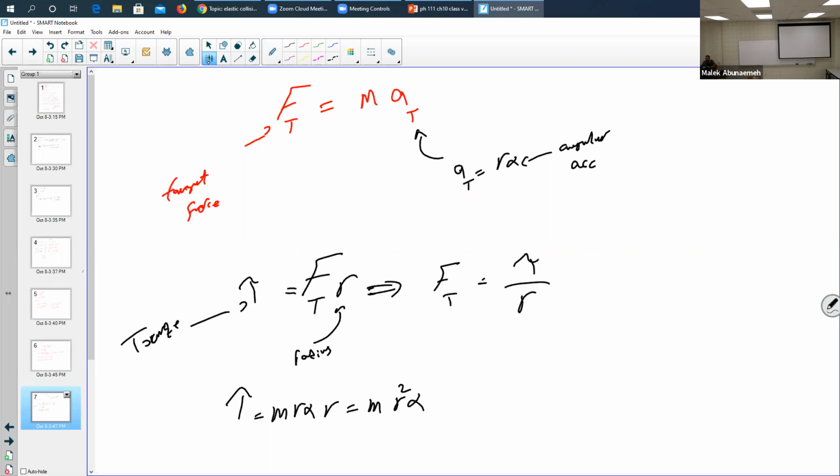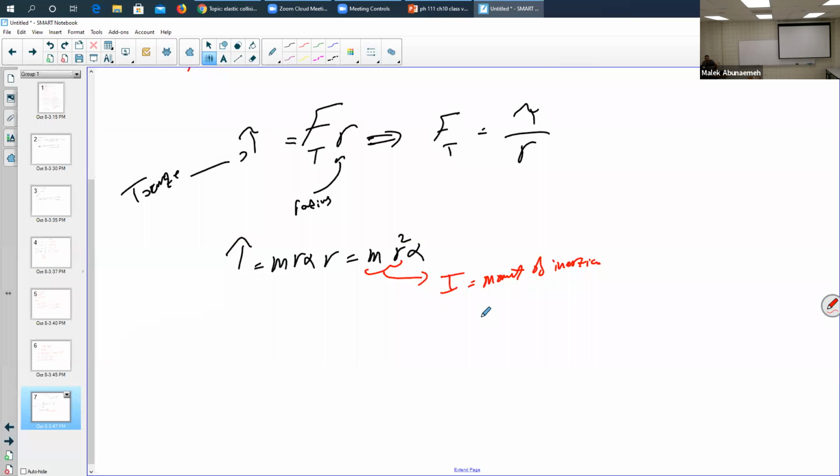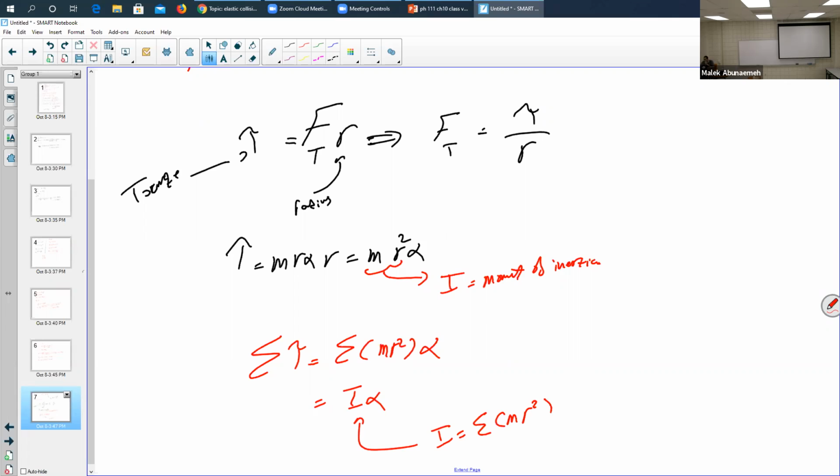I'm going to finish this chapter today if it kills me. Anyway, your m R squared, that's what we call I, your moment of inertia. That means your sigma torque is going to equal the summation of m R squared multiplied by alpha, which is again your I alpha. And your I, again, is the summation of all the masses multiplied by your radius squared.